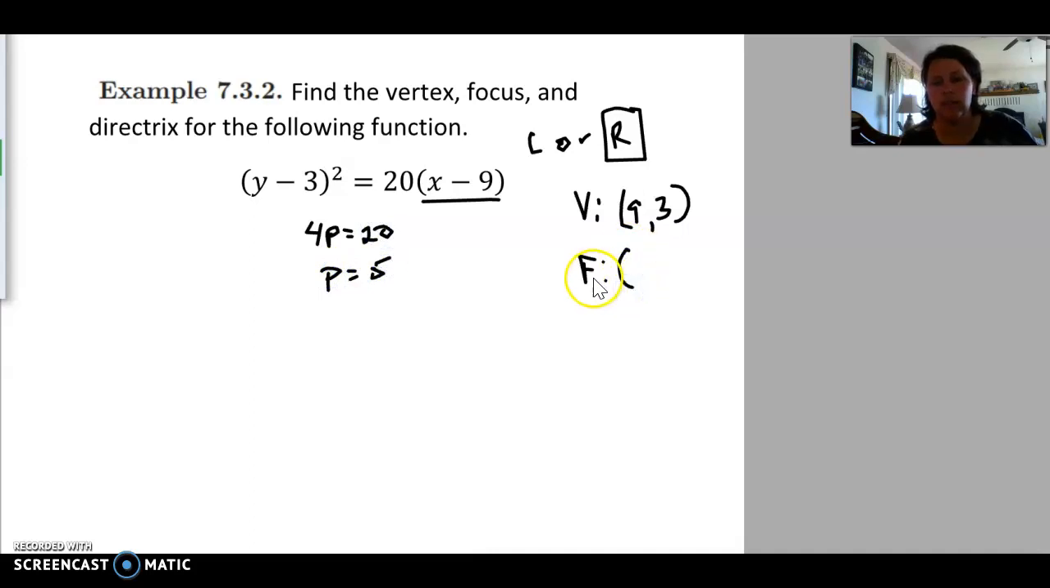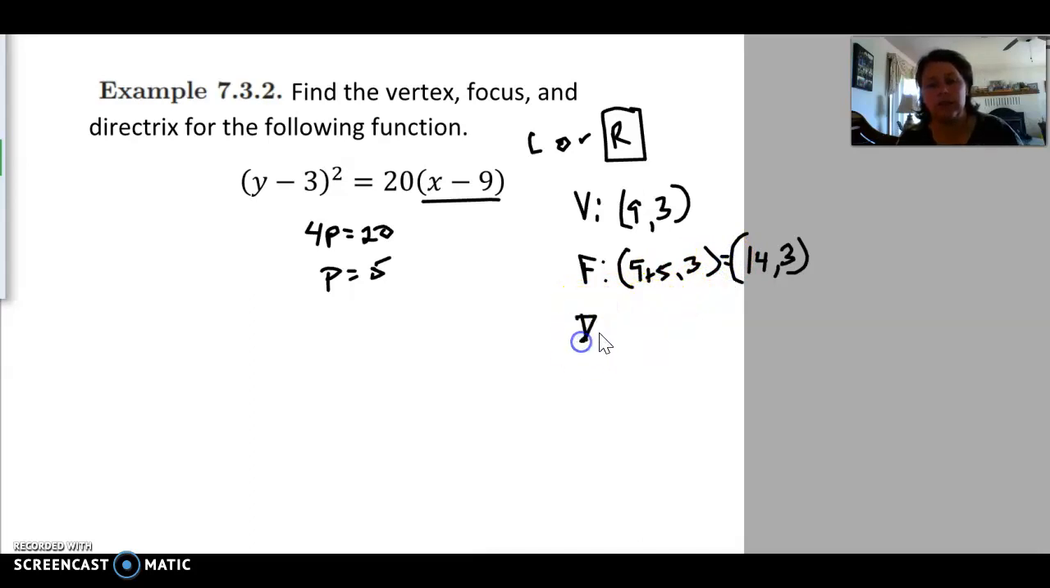So that tells me that my focus is going to be 5 units away from 9. Now, since it opens to the right, that means that the focus is also going to be to the right of the vertex. So 9 plus 5 is going to be our focus, which is the point (14, 3).